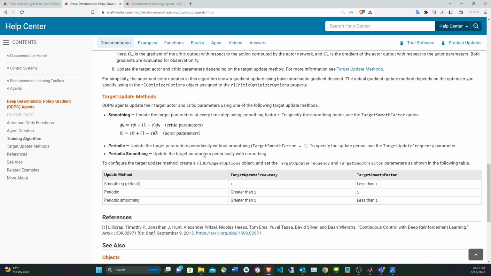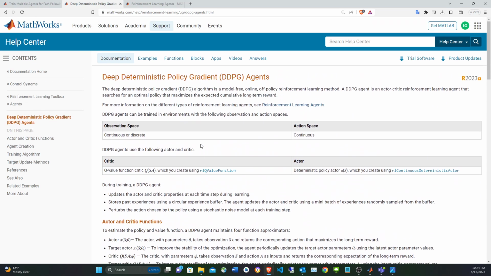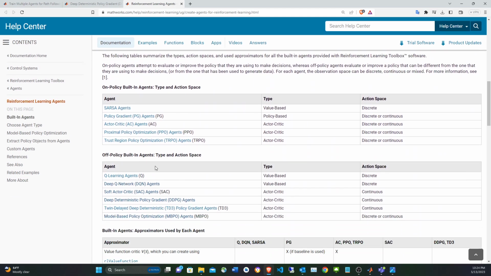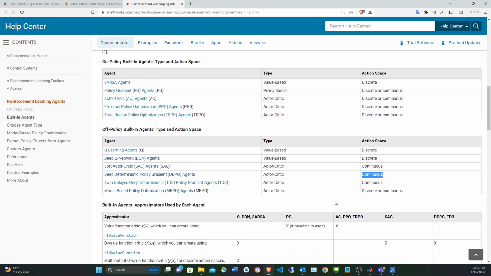Okay, so let's take a look at the DDPG relative to other agents. This is an off-policy agent. In contrast to on-policy, the off-policy trains the network without the policy, and it's going to have an actor and a critic. You can see in here the DQN only has a value. This is used for the steering, and we're going to use this for acceleration. And the action space, as I mentioned a few times, the DQN is discrete while the DDPG is continuous.